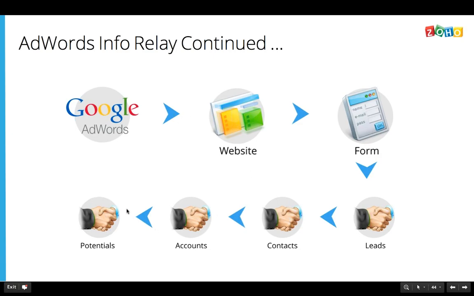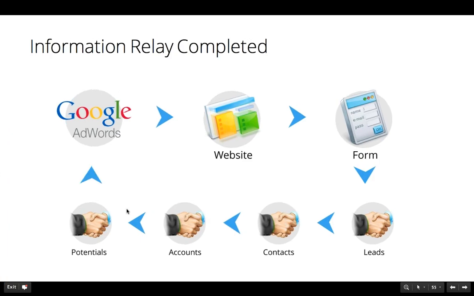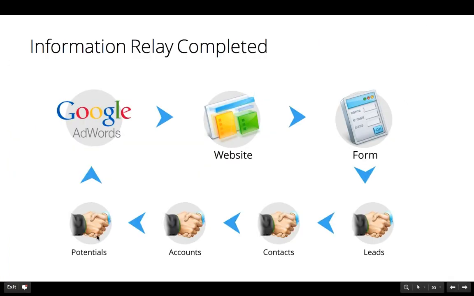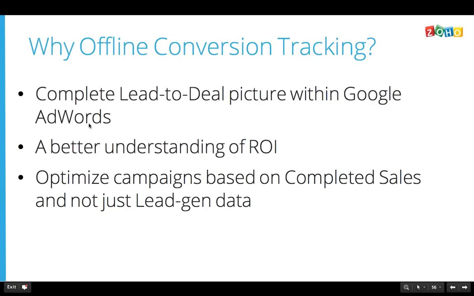But does this complete the cycle? It does not complete the cycle because at the last stage, the information should also be passed back to Google AdWords, and only then the system completes the cycle. Now, this last stage of passing information from the potentials to the Google AdWords system is known as offline conversion.